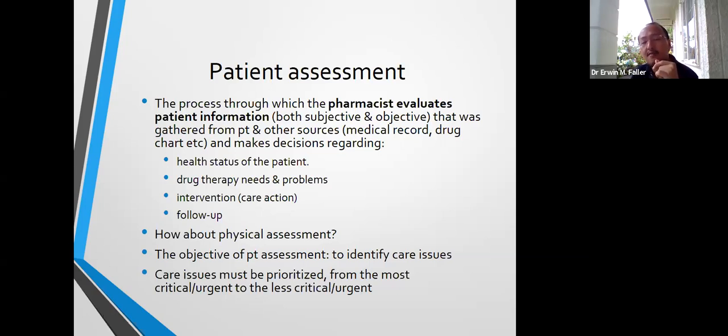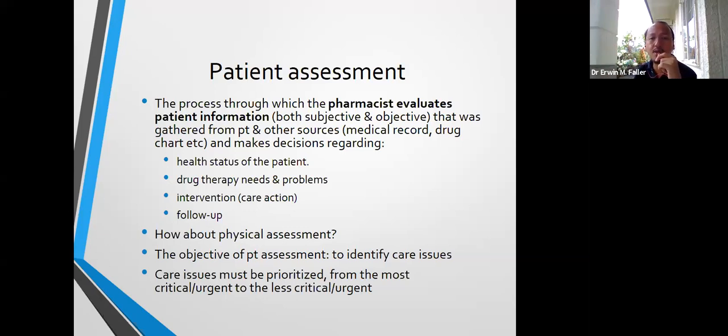And how was the physical assessment? Is it really aggravating in terms of the laboratory results? All of it are high, some of it will be low. The objective of the patient assessment is to identify if there's really a need for intervention for that particular issue, particularly if there's a lowering of potassium level, an increase in blood pressure, and so on. The care issues must be prioritized, in terms of urgency and in terms of the less critical, and then you'll be able to evaluate it.